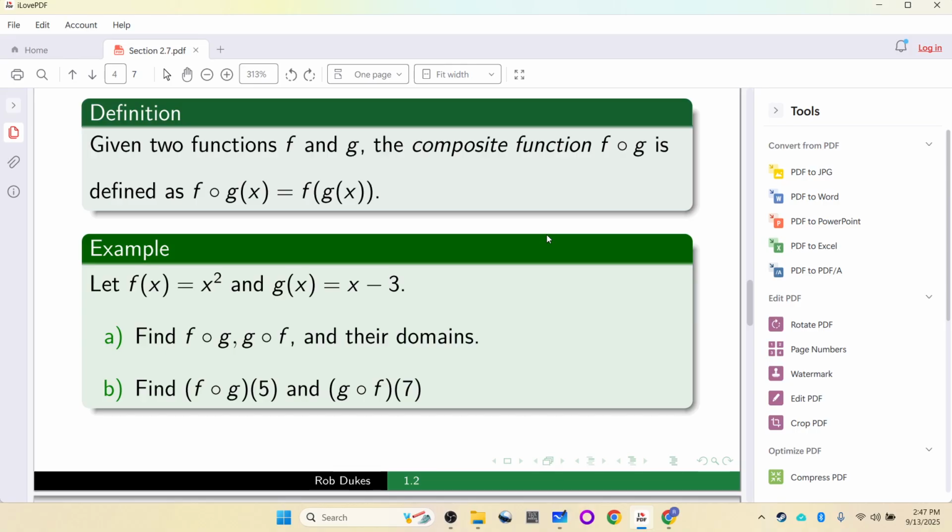But anyway, from the functions x squared and x minus 3, we're going to do the compositions in both directions, f of g and g of f. And it says find their domains. I'll tell you right now, these functions both have domains of negative infinity to infinity, and there's no problem with zero denominators or anything like that because it's not division. So the overall domain will also be negative infinity to infinity. All right, but let's see how this works in practice.